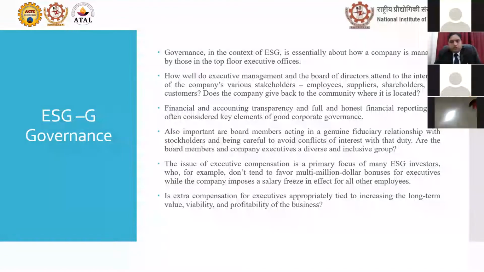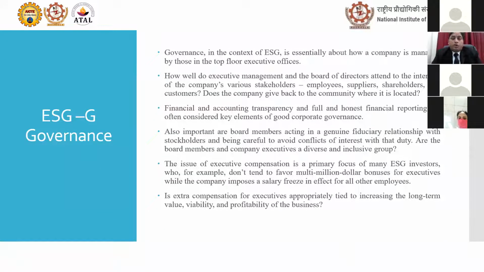Now stakeholders include employees, customers, suppliers, all the people who directly have some stake in the company, right? So does the company give back to the community where it is located? You are taking some resources from the environment, so are you actually giving back to society? That is what it talks about. Then it also talks about the board members and their fiduciary relationship with the stockholders.